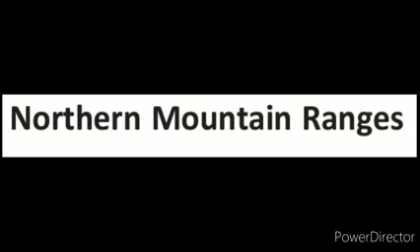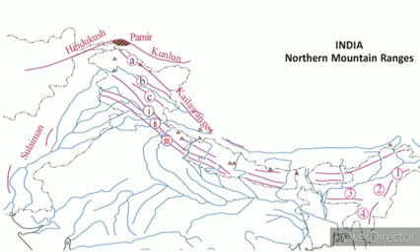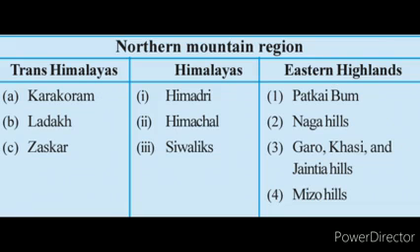Northern mountain ranges is the first part. Let's go through the map given there. This is the outline map of northern Great Mountains, and it can be divided into three. They are Trans Himalaya, Himalayas, and Eastern Highlands. Watch the screen and go through the table given there. And we must go through the features of each mountain region. 1. Trans Himalaya.